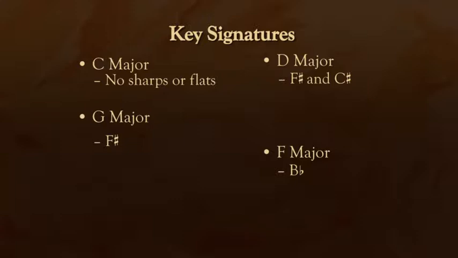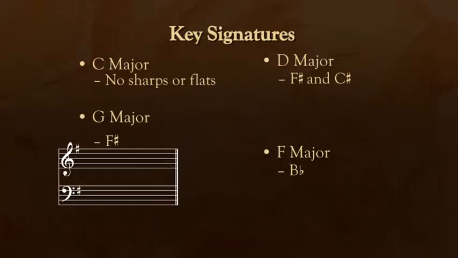C major has no sharps or flats. G major, which we looked at last time, has 1 sharp, F sharp. It is found on the top line in the treble clef and on the landmark F line in the bass clef. So when you see 1 sharp in the key signature immediately following the clefs, you know 2 things. First, that all of the Fs in the piece are sharp, and second, the key of the piece is in G major.